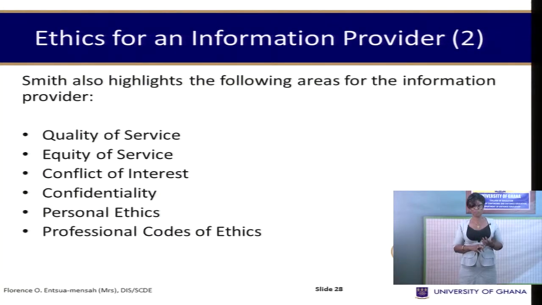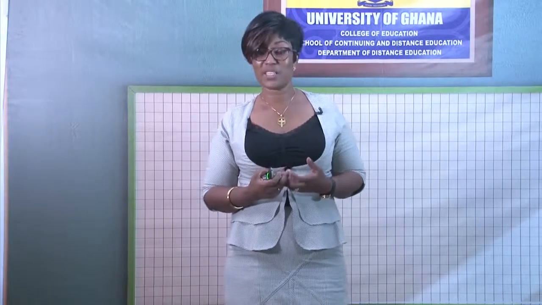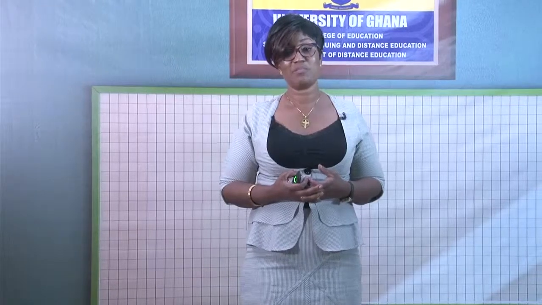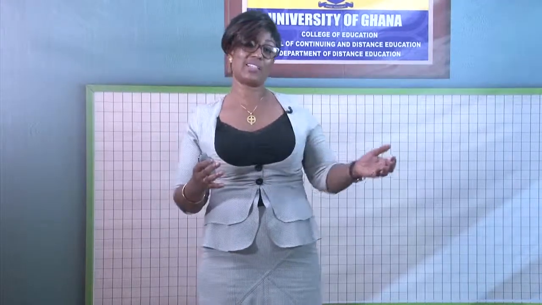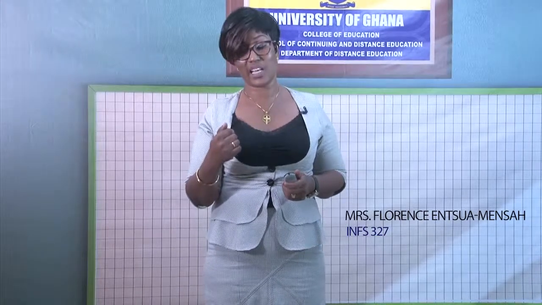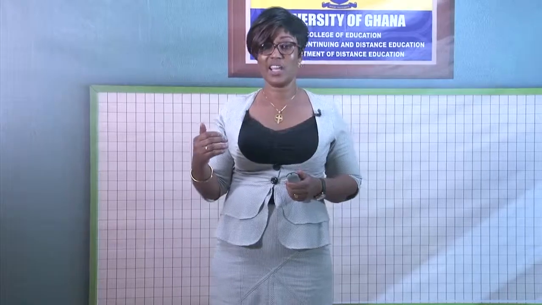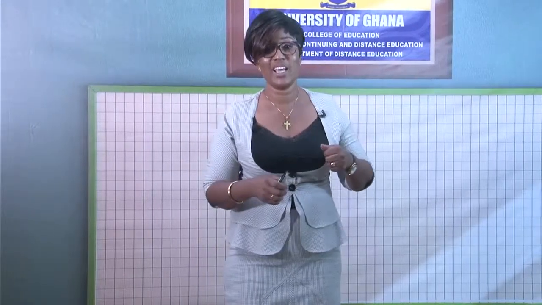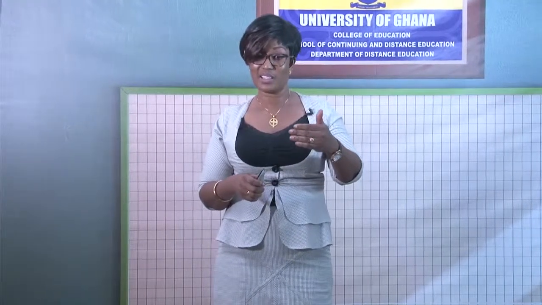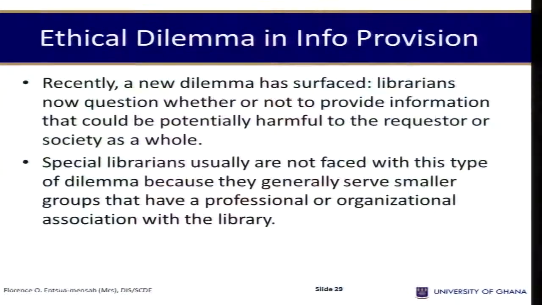Smith also highlighted the following areas for the information provider: quality of service, which we've talked about, equity of service, conflict of interest, confidentiality, personal ethics, professional code of conduct. Sometimes there is conflict of interest. The material is there. I remember a situation where an information provider found himself with a material that a lecturer had asked students to come for, and it is only one material. When the students started coming, the provider asked the students in an academic setting, what class is that? Level 300. And the lecturer's son is also in level 300, offering the same course. So what the woman did was to pick the book and hide it for the son. In this scenario, there's a what? Conflict of interest.